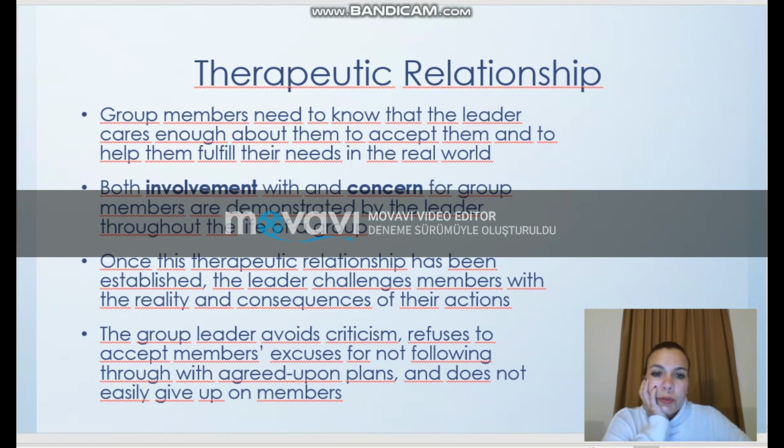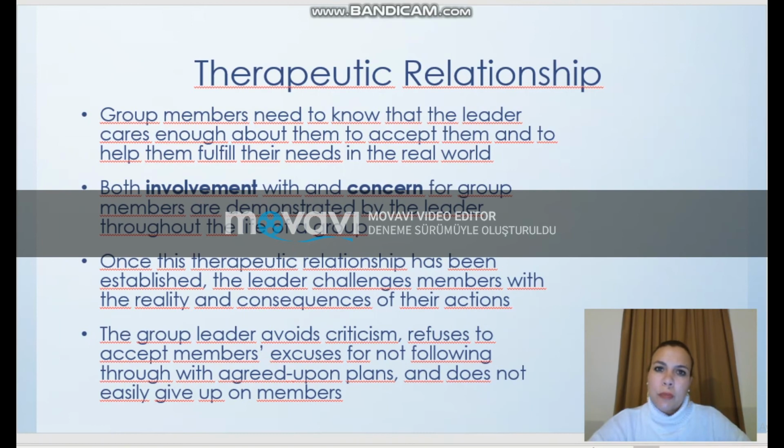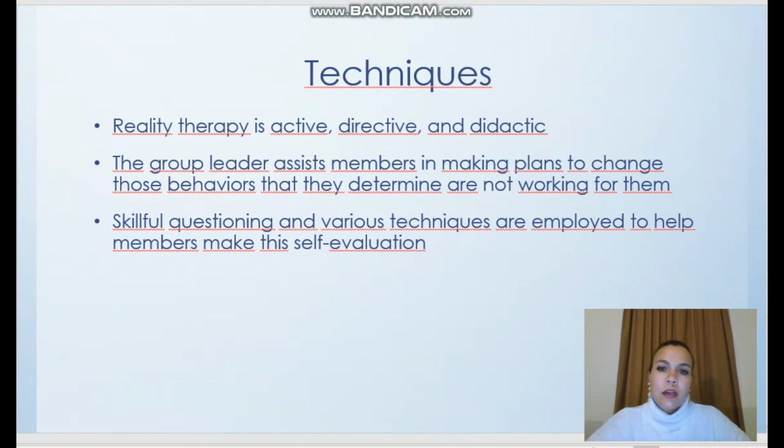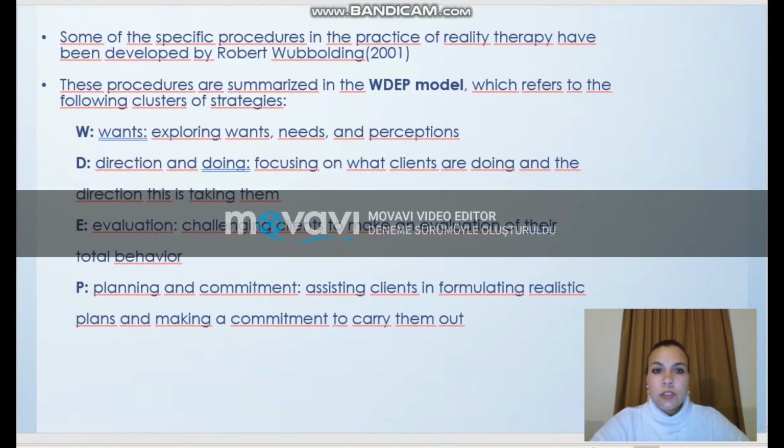Okay, anything new? No, but the group leader avoids criticism, refuses to accept members' excuses for not following through with agreed upon plans, and does not easily give up on members. Still, you see here that there is a directive and active role of the therapist. Skillful questioning and various techniques are employed to help members make this self-evaluation. This is important.